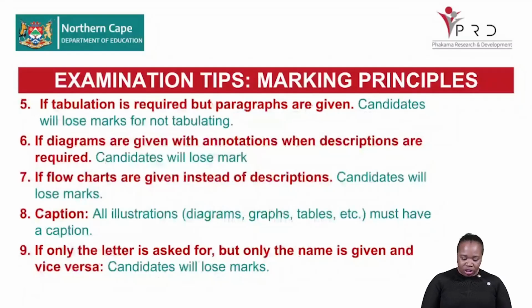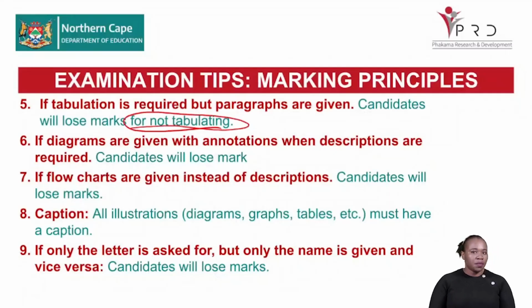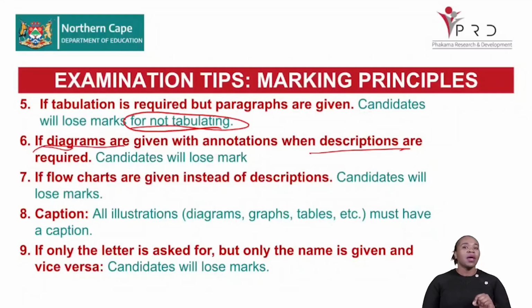Okay. If tabulation is required, but paragraphs are given, candidate will lose marks for tabulation. So you only lose 1 mark for tabulating, which you shouldn't, because it's simply just a mark for drawing a table. Make sure that whenever it says tabulate, you tabulate. If diagrams are given with annotations when descriptions are required, candidates will lose marks. Make sure you do not do this. If they say give a diagram, if they say give a description, not a diagram. Describe in words, not in a form of a diagram.